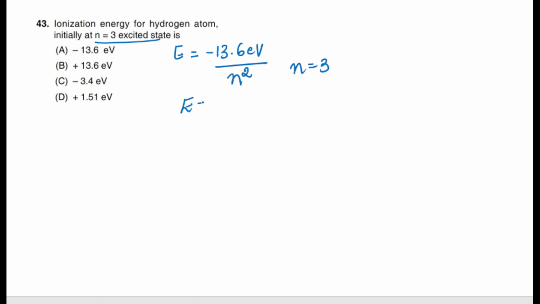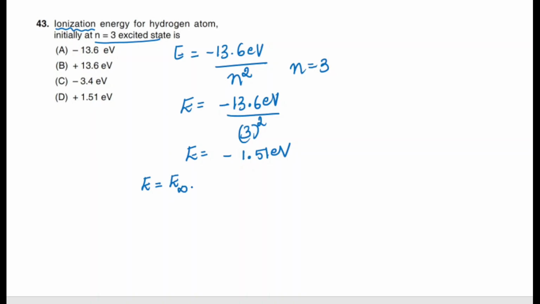So energy we are getting to be equal to minus 13.6 electron volt divided by 3 square. So 3 square is 9. On solving, I am going to get the solution to be equal to minus 1.51 electron volt. Now they are not only asking the energy, they are asking the ionization energy. Now what does this ionization energy mean? It is the energy at n equal to infinite minus the energy at the given state. Okay, so the given state is 3.